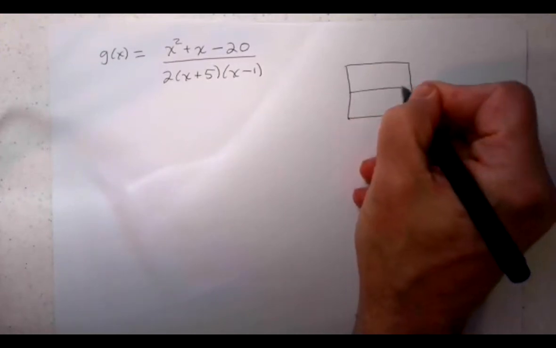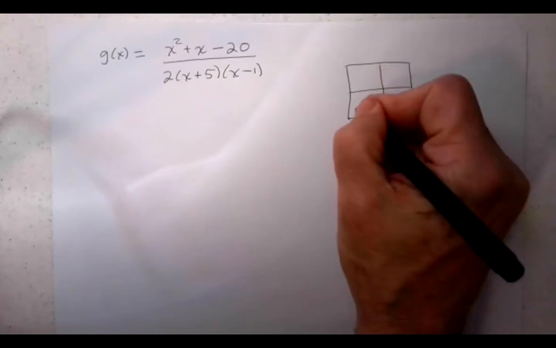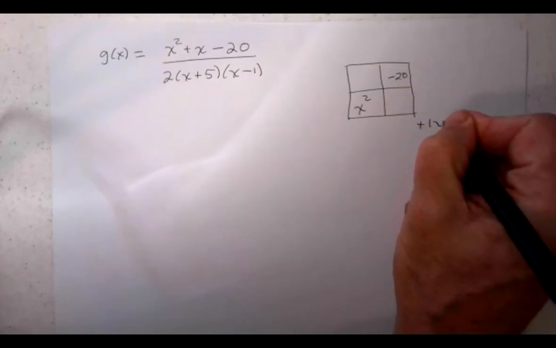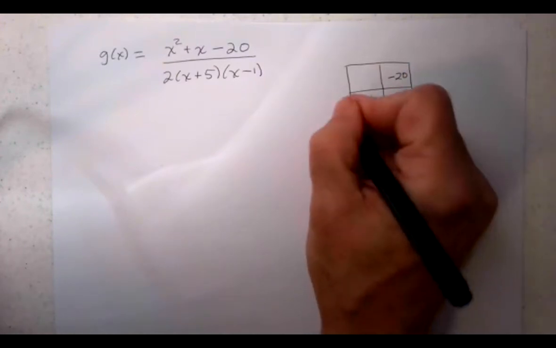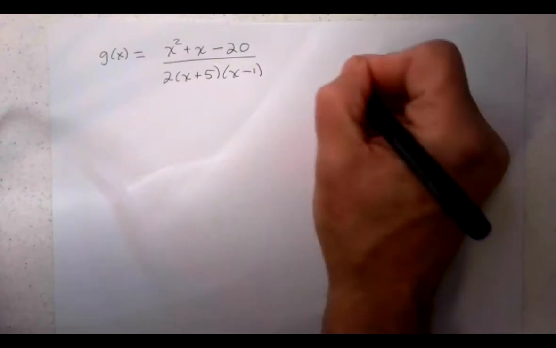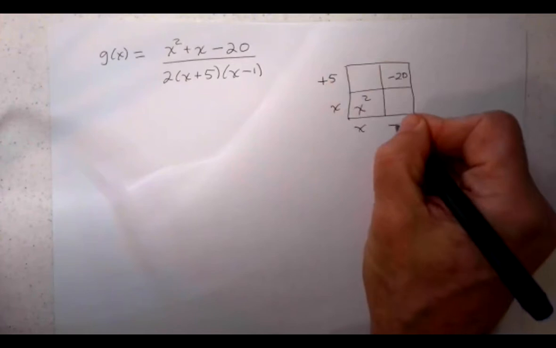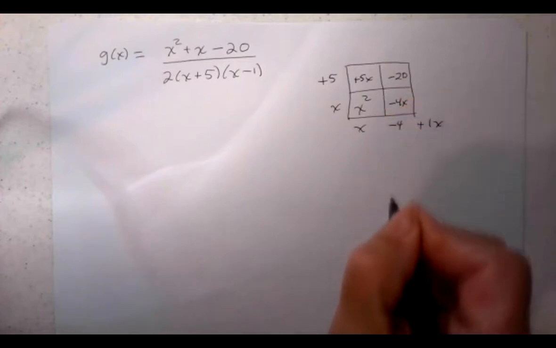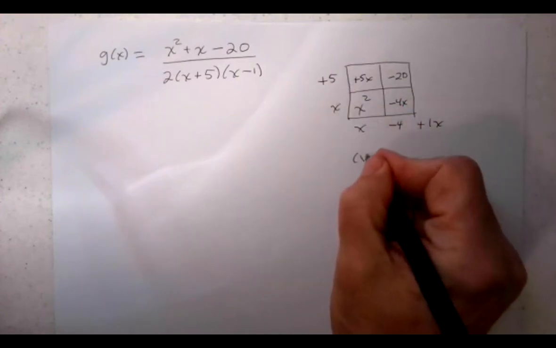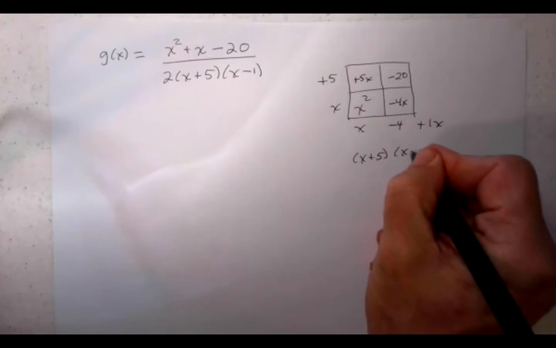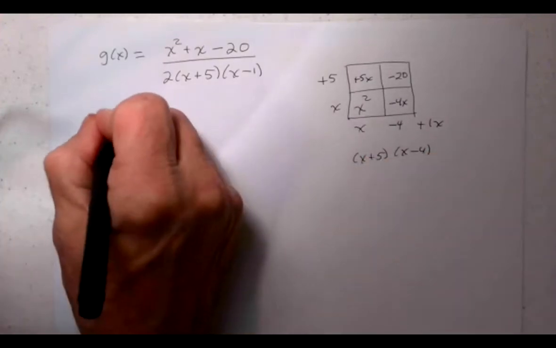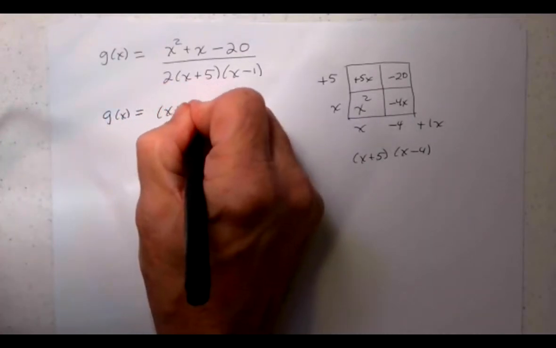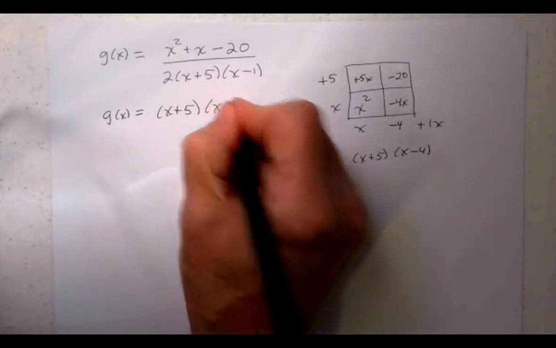What do we get? x squared here, minus 20 here, plus 1x there. So we get x times x plus 5 minus 4. So we get plus 5x here, minus 4x. This becomes x plus 5 times x minus 4. And you will notice something divides out. Now, negative 5 is not in the domain. That makes the bottom 0. So that doesn't change. Our domain is still the same.